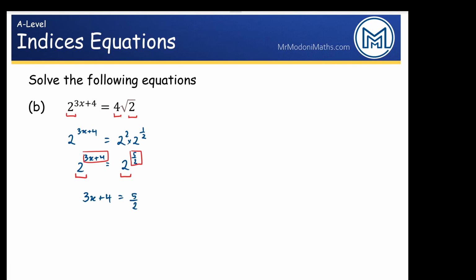From here, we can start solving. We can multiply both sides of the equation by 2 to get rid of this messy looking fraction. So we end up with 6x plus 8 is equal to 5. And then we have 6x is equal to minus 3. And so x is equal to minus 3 over 6. In other words, x is equal to minus a half.